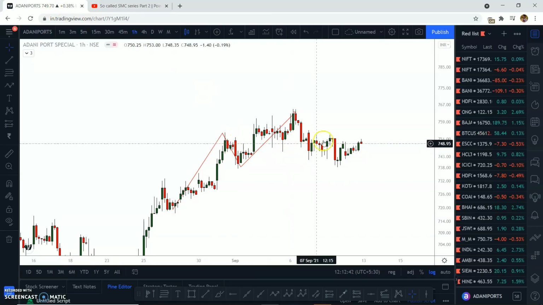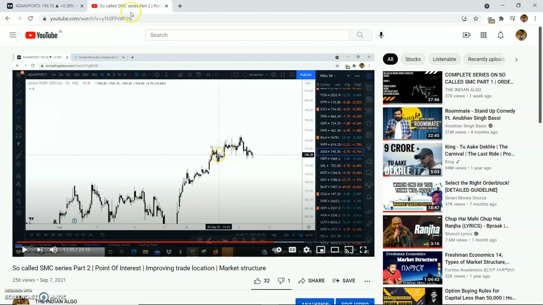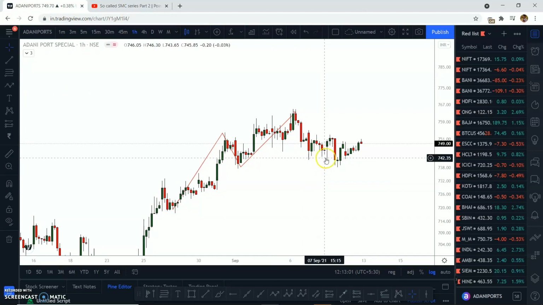Anyway, this is where we were, and we were supposed to take a trade on this day. So it was this candle, 745.85. So yeah, 746.30. I'm not sure why there's a difference. However, this was the day and we were supposed to take a trade on this day.